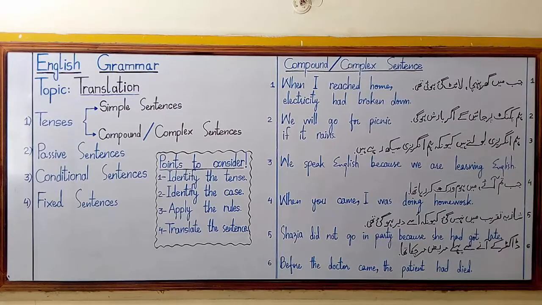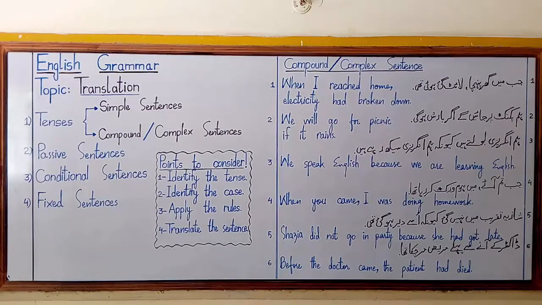This is probably the 4th video lecture in the series of translation we are doing, and in the last video lecture we discussed the simple sentence, and then we discussed compound and complex sentences and the common combinations of pairs of compound and complex sentences in English used by people normally. And then in this video lecture today we discussed how to translate compound and complex sentences from Urdu to English. Actually, the simple rule is that you have to identify the tense first, then identify the case, then apply the rules according to the tense, and then translate the sentence, and that's it. So it's all for now today.